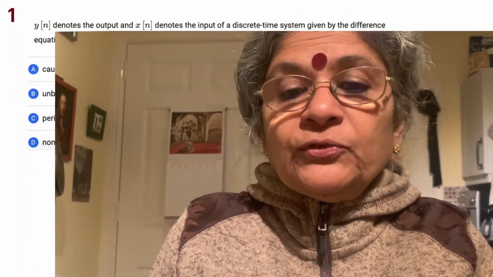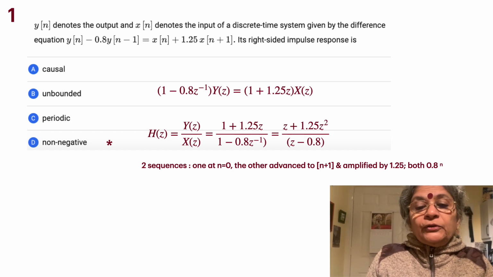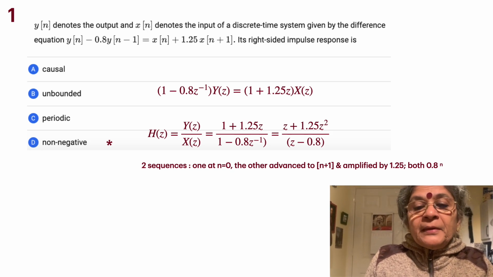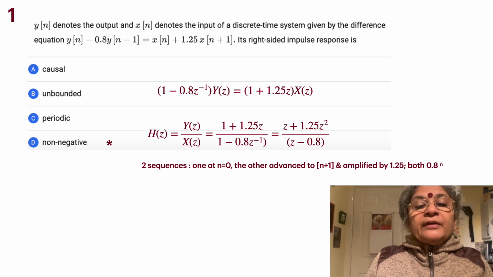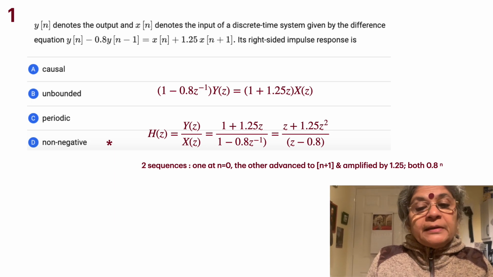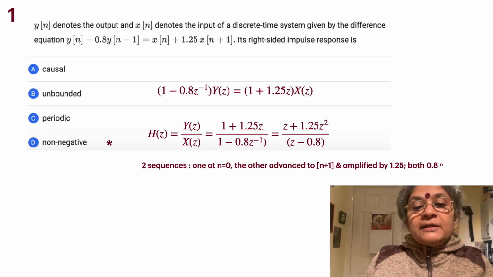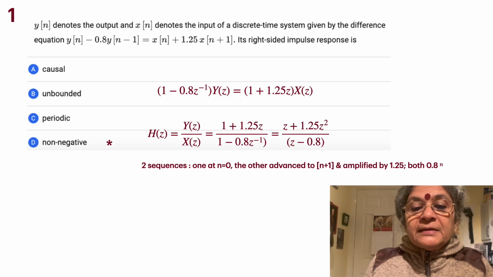Just an arithmetic operation. To remove the z raised to minus 1, I normally multiply both the numerator as also the denominator by z. So we have z plus 1.25 z square divided by z minus 0.8. Now we can split it into two. We don't need partial fractions. One component is z by z minus 0.8. The other is 1.25 z square by z minus 0.8.